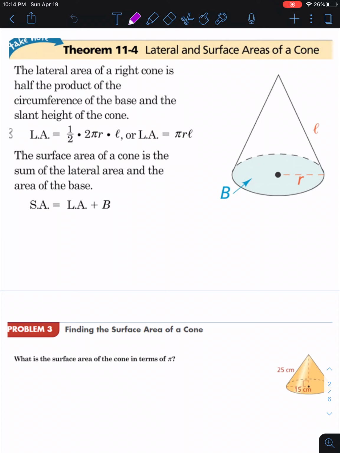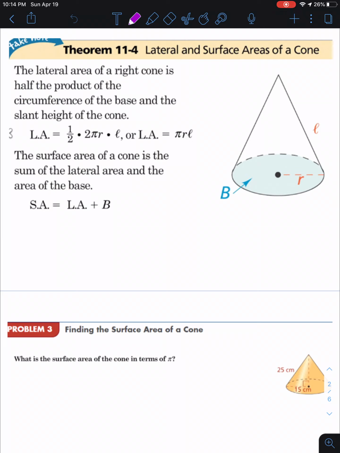Mr. Straits again. Hey, we're going to be looking at lateral and surface areas of a cone this time. We looked at lateral and surface areas of a pyramid. Now we're going to look at a cone. When you're thinking of those sugar cones that they have for the ice cream treats that you like, this is a true cone.